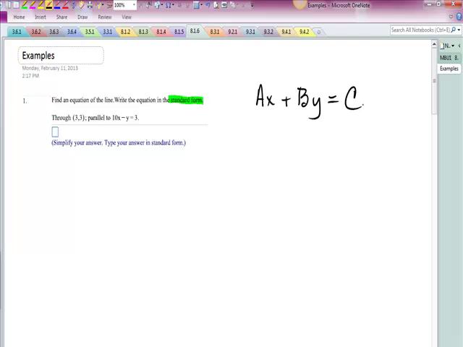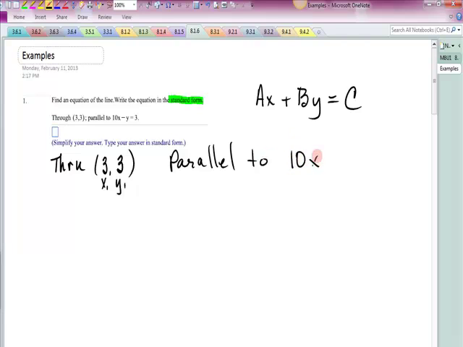Okay, what have we been given? We have been given that it goes through, and I do understand that I'm abbreviating the word through, (3, 3). Now that's a point. That's an x1, y1. It is parallel to 10x minus y equals 3. Now, a key word here is the word parallel. If lines are parallel, they have the same slope. So if I could figure out the slope of this line, I would know the slope of my new mystery line that I'm trying to discover.